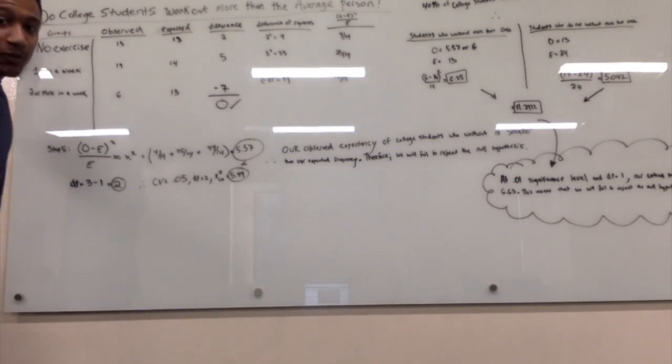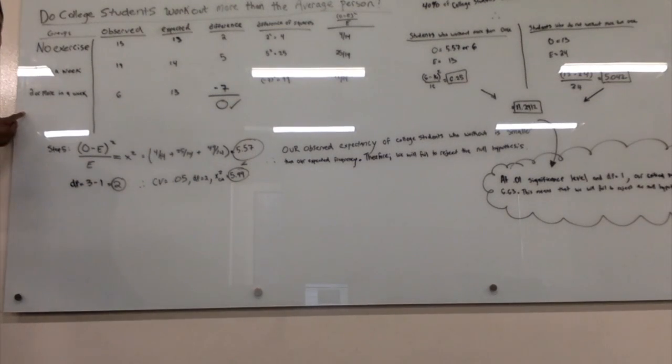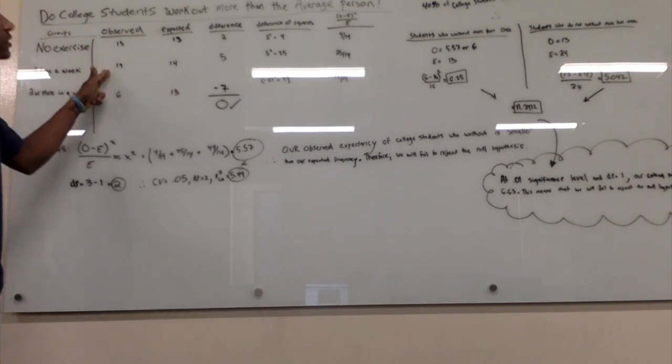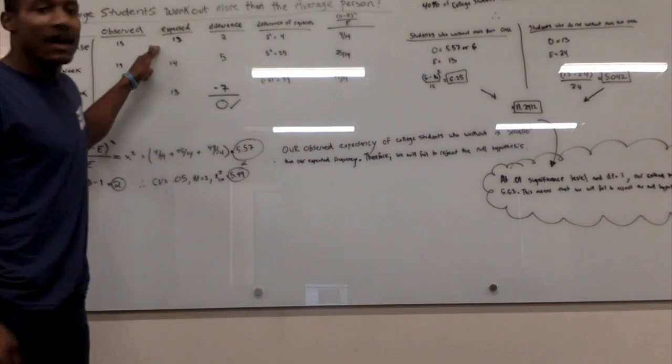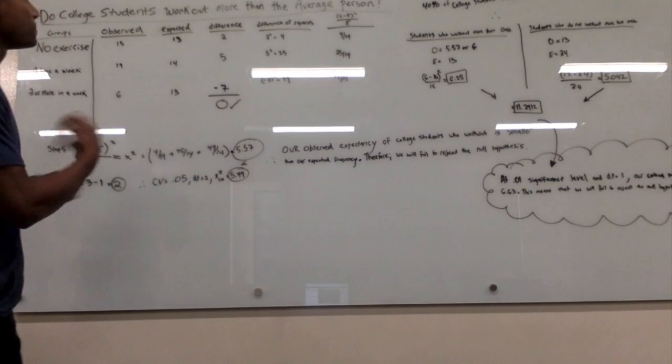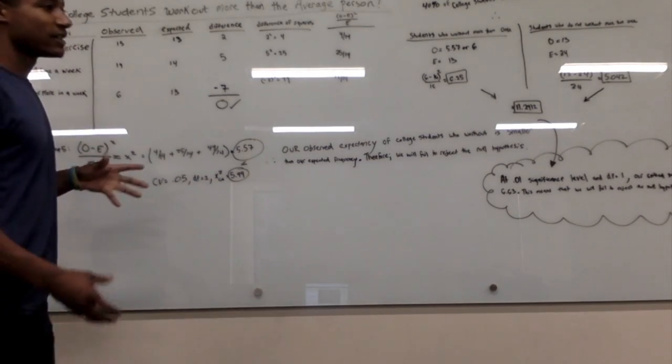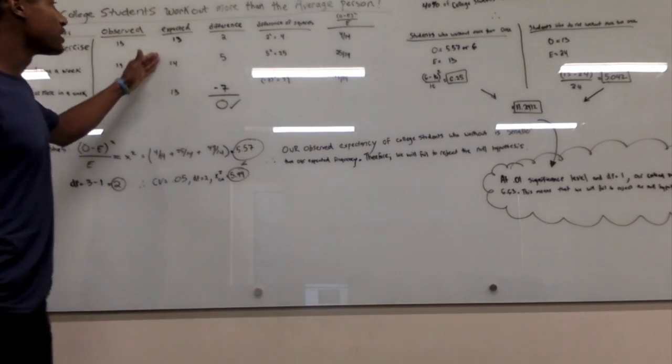We're going to take the groups first. We're going to break them down into our subcategories. For this one, we have no exercise, one time a week, or two or more times a week. With our observed scores, we have 15, 19, and 6. And then we have our expected scores. What these expected scores are going to be is basically a normalization or generalization of these numbers.